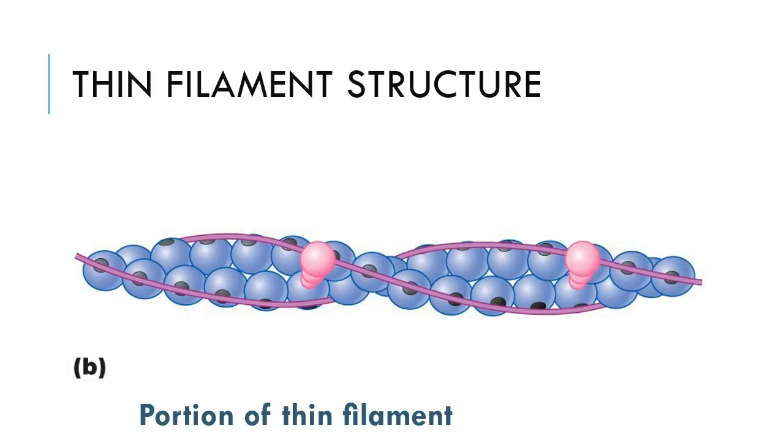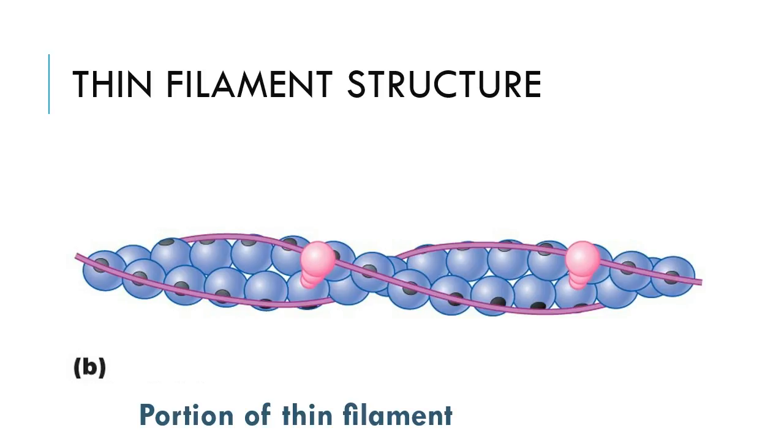So we use the word thin and thick filament pretty easily, I think, but we really need to understand the proteins which comprise these thin and thick filaments. The thin filament gets its name because anatomically its diameter is thinner compared to the diameter of the thick filament. So we're going to zoom in and look at some basic structure.